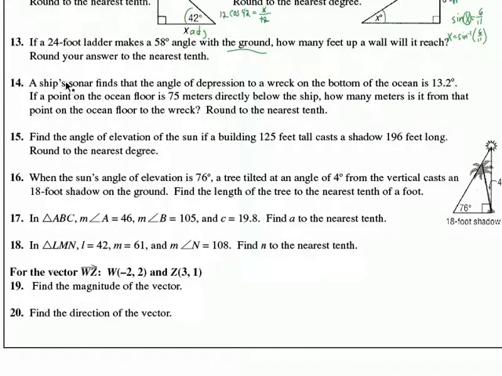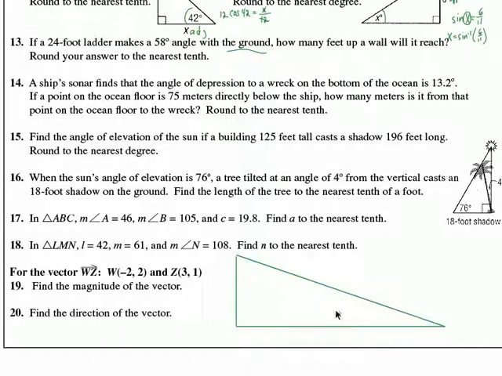What about this one? A ship's sonar finds the angle of depression to a wreck on the ground of the ocean, and it's 13.2 degrees. All right, well, let's draw that. So here's the ground. That's the bottom of the ocean. The boat's up here, right? That's how high the boat is above the water. Now it finds the angle of depression to a wreck on the bottom of the ocean. So the wreck, let's say it's right here. So it's making a sight to there.